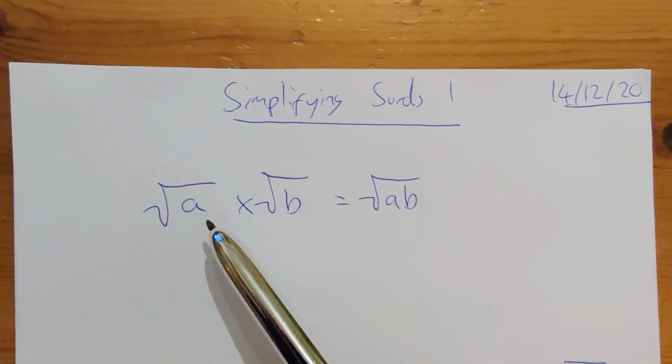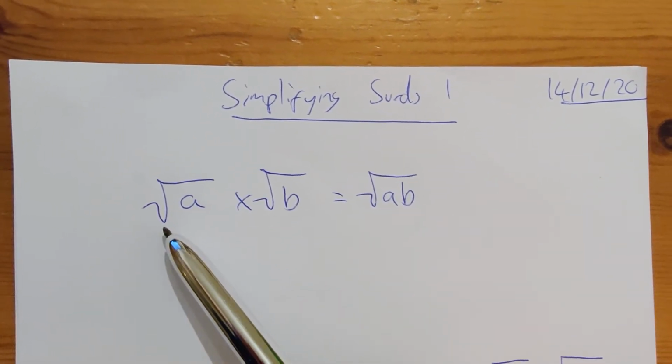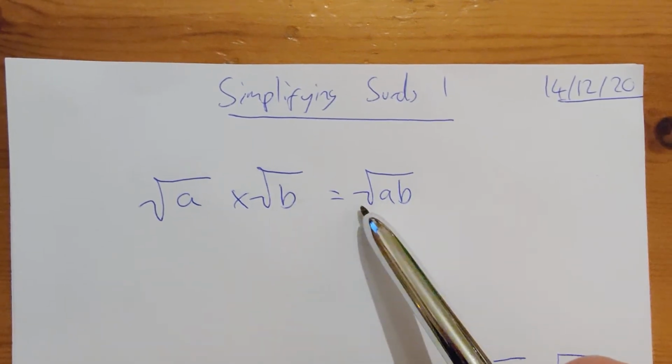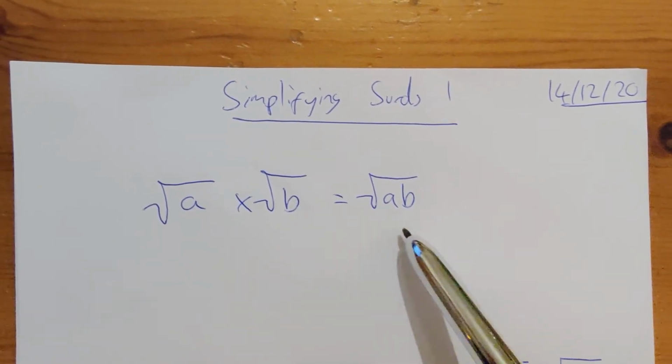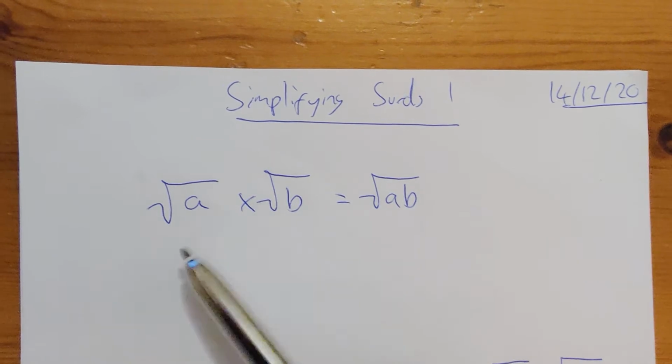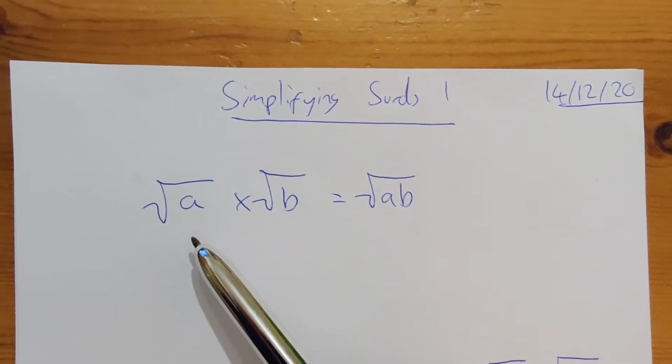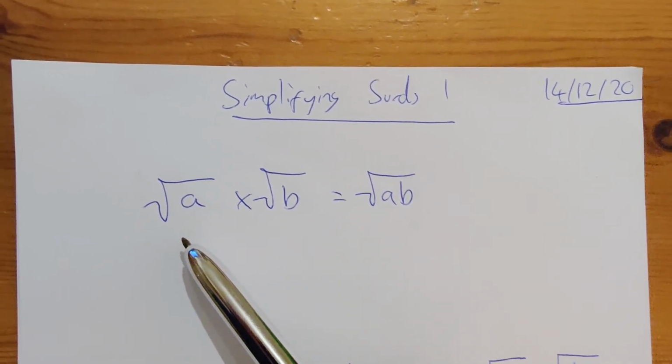Now, this rule sometimes we use both ways. So sometimes we convert things in this form to something in this form, and other times we go in reverse, something from this form to this form. But today we're going to do the first of those two, focus on the first of those two.